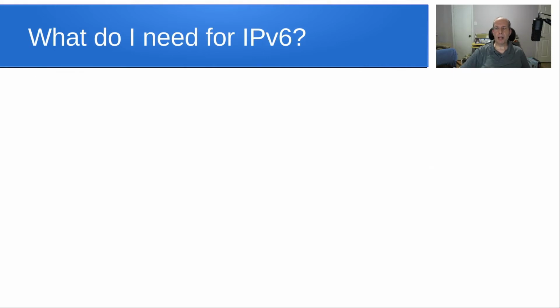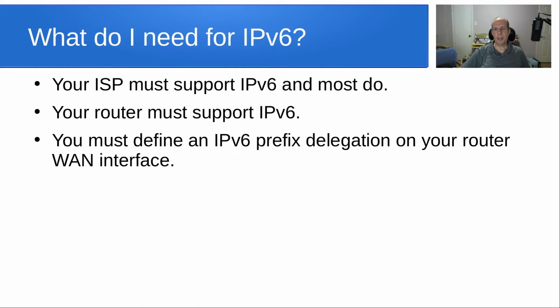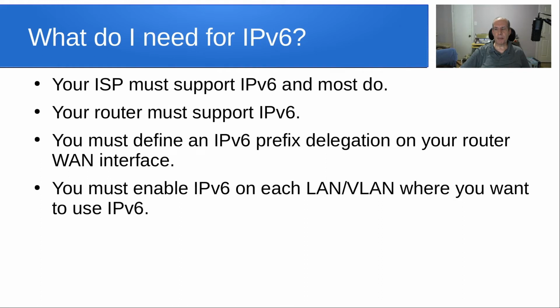So what do I need to run IPv6? Well, first of all, your ISP must support IPv6, and I might add that most do today. It would be very unusual to find an internet service provider not supporting IPv6. Secondly, your router must support IPv6, and it is possible that your router does not support IPv6. And then you must define an IPv6 prefix delegation on your router wide area network interface. And then you must enable IPv6 on each LAN or VLAN where you want to use your IPv6.